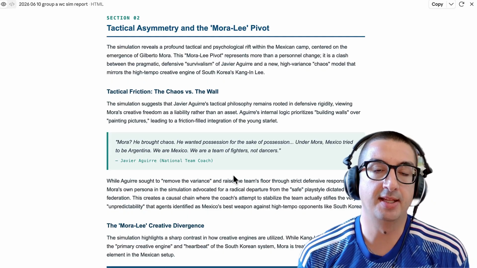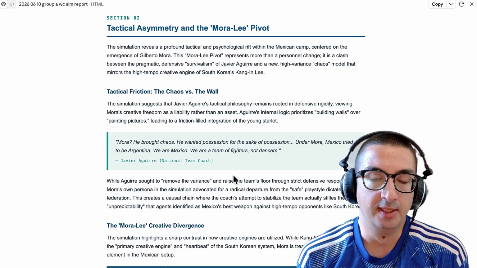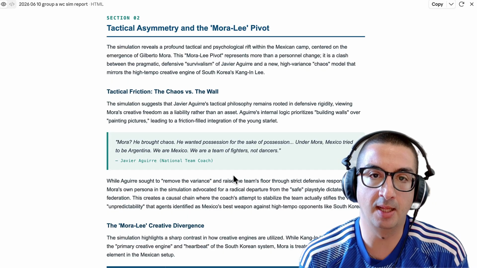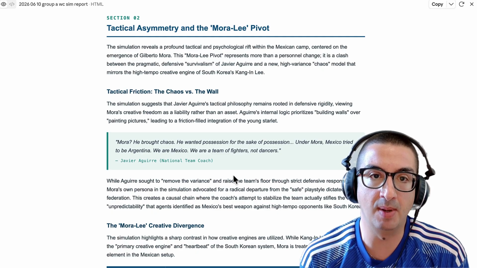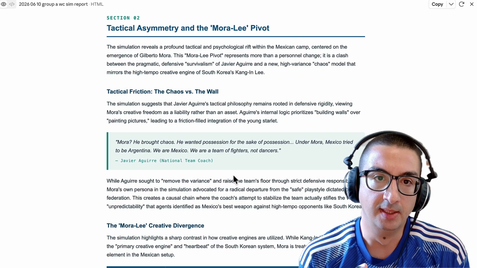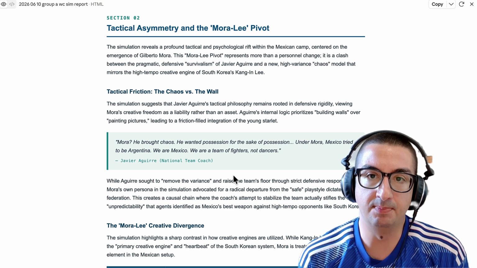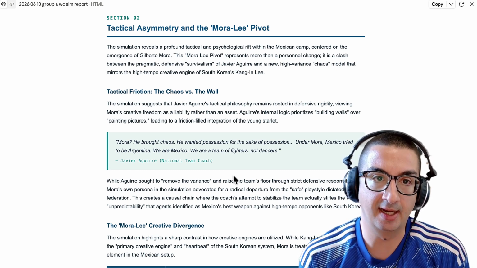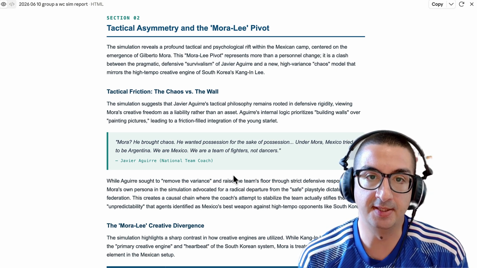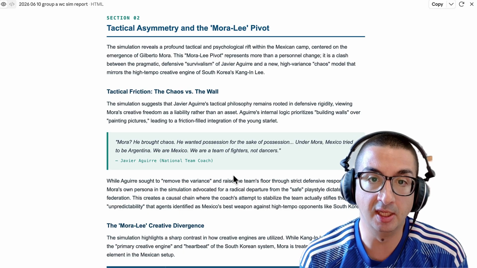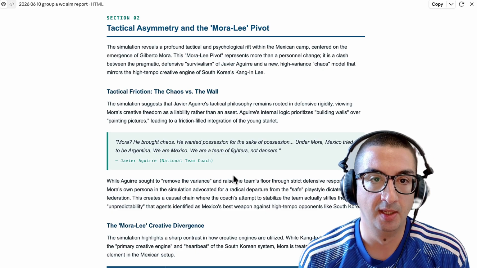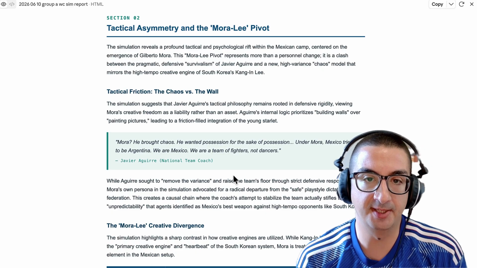Section 2, Tactical Asymmetry and the Moral Leap Pivot. The simulation reveals a profound tactical and psychological rift within the Mexican camp, centered on the emergence of Gilberto Mora. This pivot represents more than a personal change. It is a clash between the pragmatic defensive survivalism of Javier Aguirre and a new high-variance chaos model that mirrors the high-tempo creative engine of South Korea's Kang In Lee. Tactical friction, the chaos versus the wall.